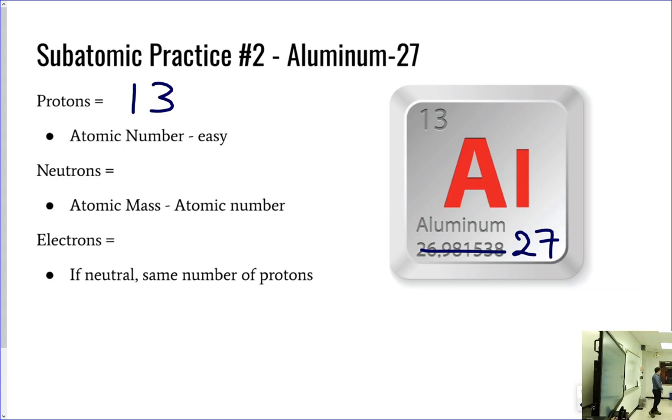How to find the number of neutrons? Subtract the atomic number. Absolutely. 27 minus 13, atomic mass minus atomic number, equals 14 neutrons. Fantastic. Can I do the electrons? You want to do the easy ones, don't you? It's just 13, right? Because it's the same as the protons. Absolutely. If it's neutral, protons and electrons are the same number.